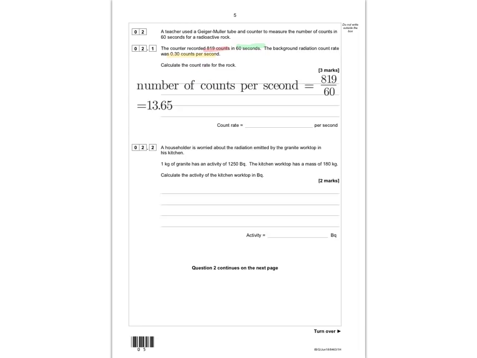So you can see I've now put the answers in here. So you get 13.65 minus the 0.3. So then 13.35 is the correct answer.